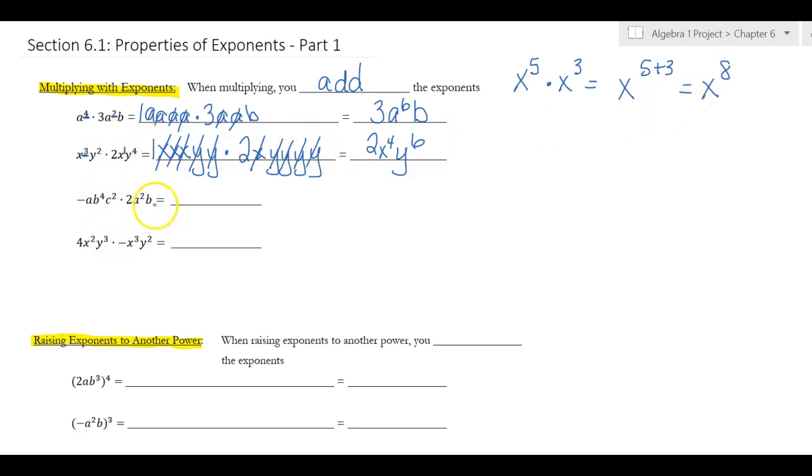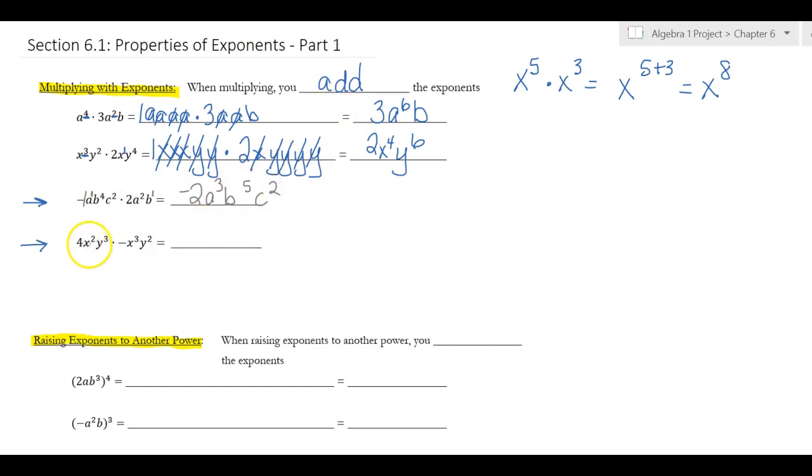What I'd like you to do is try these next two right here on your own, following those rules that we just did. Once you think you have it, go ahead and press play. Okay, so you should have recognized that this is a -1. -1 times 2 is -2. For my a's, I have 1 a here and 2 here, so that makes a total of 3 a's. I have 4 b's and 1 b, which makes 5 b's, and then I have 2 c's on the first one. And so that's your first answer.